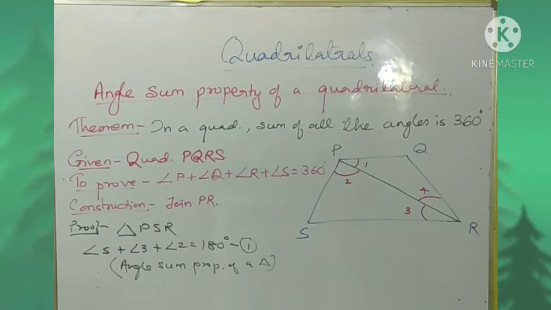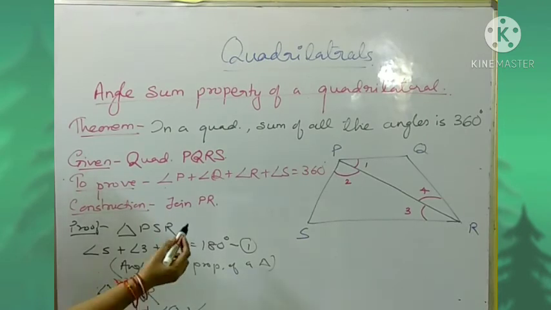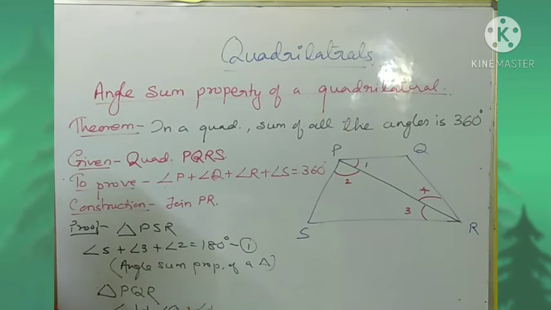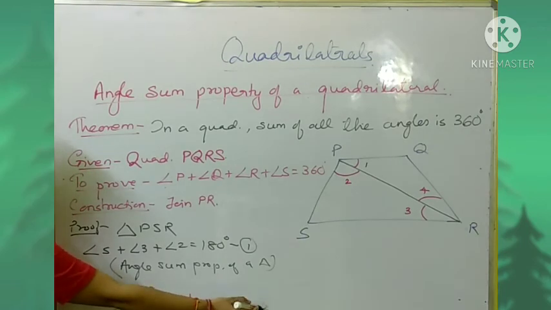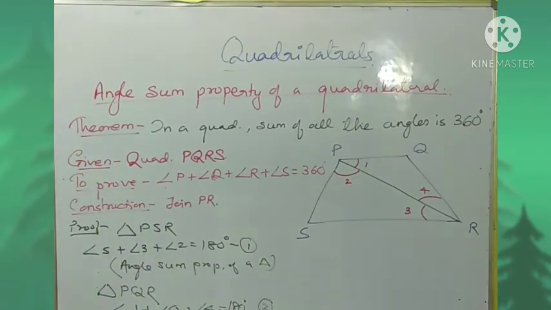In the same way, in triangle PQR, what we are having? Angle 1 plus angle Q plus angle 4 equal to 180 degree. Now this is our equation 2. Now by adding equation 1 and 2, what we will get?